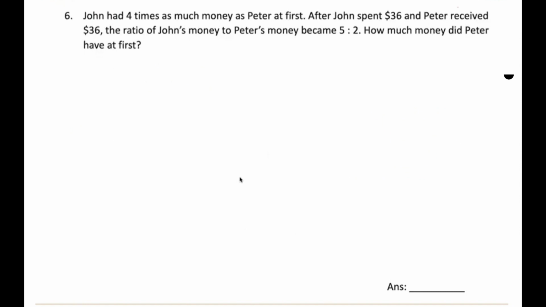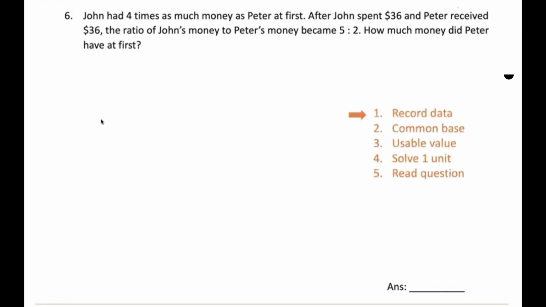Question number 6. So, let's record step by step. First sentence, John has 4 times as much money as Peter. So 4 is to 1. Okay. I know you may use model or whatever. Now that you have learned ratio, use ratio method. Okay. Use ratio method, easiest. John spent 36 and Peter received 36. So John minus 36, Peter plus 36. And then the ratio becomes 5 to 2.